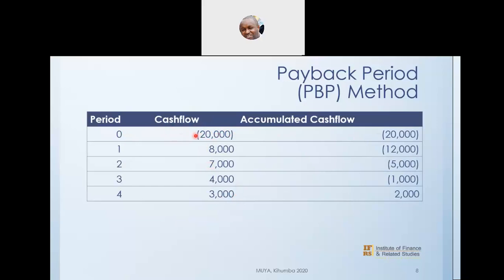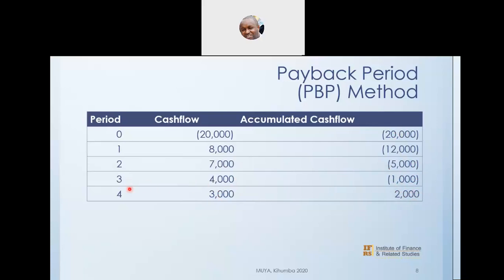In year 0, we still have 20,000 to recover. When we get an inflow of 8,000 in year 1, we are left with 12,000 to recover. When we get 7,000, the amount to recover is 5,000. We are simply adding up. Year 3, we recover 4,000. We are left with 1,000 to recover. And then finally, in year 4, we get 3,000, and we are able to recover our initial amount, and we end up with a balance.